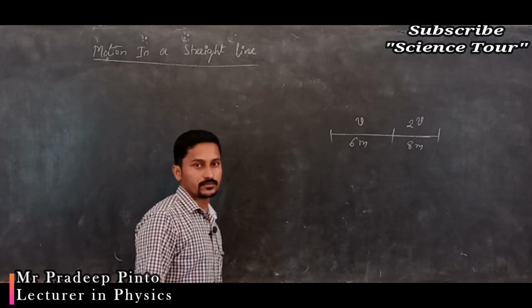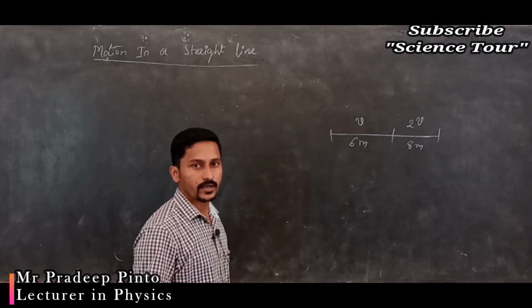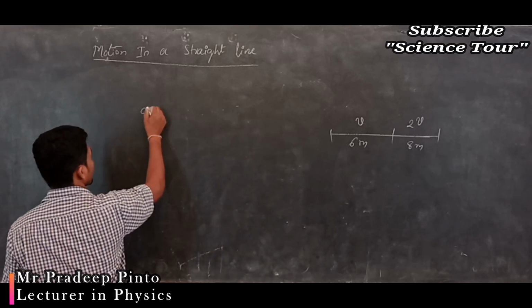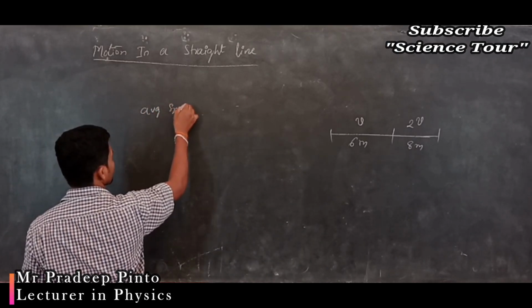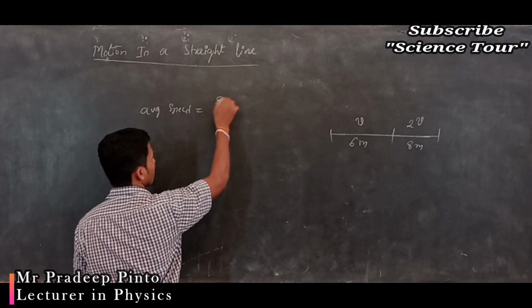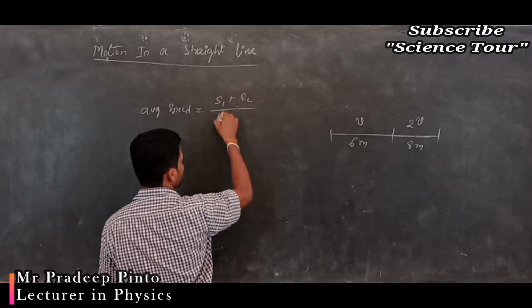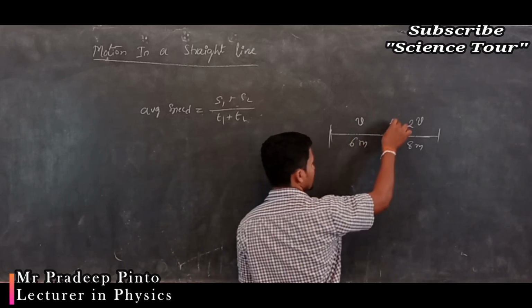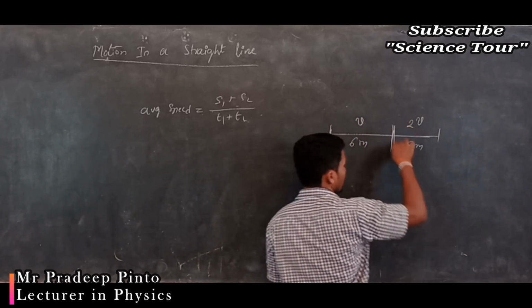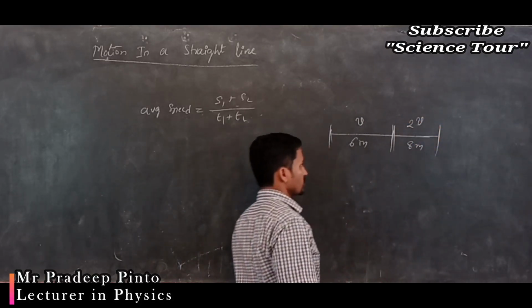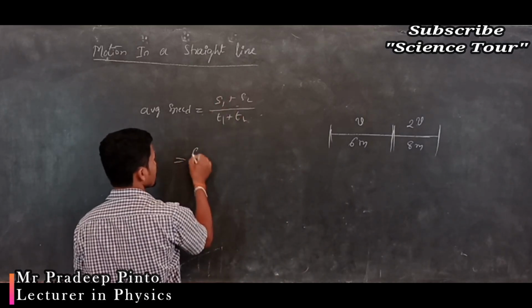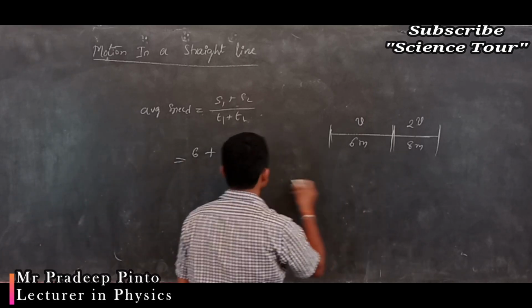Now there is a problem. We have to find the average speed. Average speed is equal to S1 plus S2 divided by T1 plus T2 and so on. It is given that 6 meters are travelled with velocity V and 8 meters are travelled with velocity 2V. Now the first distance is 6, and the second distance is 8.